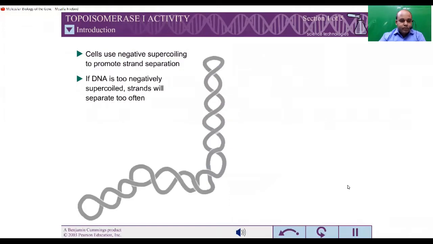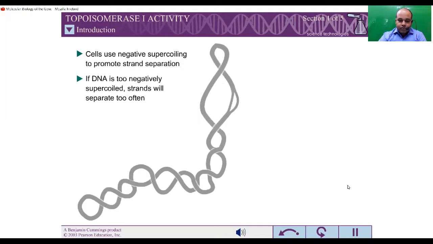However, if DNA becomes too negatively supercoiled, the strands will separate too often, making the DNA more susceptible to degradation. तो देखिए अगर एक DNA ज्यादा negatively supercoiled है, then what is going to happen? If the DNA is much more negatively supercoiled, then that DNA will be effectively lost. क्योंकि वो DNA बहुत जल्दी ही open हो जाएगा और अगर कोई DNA बहुत जल्दी open हो जाता है, then the stability of the DNA is being lost.